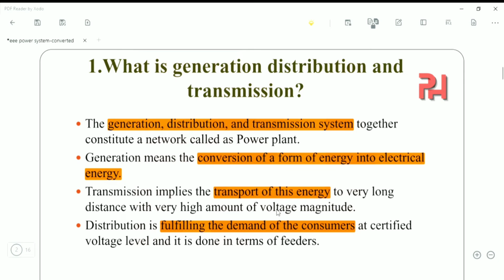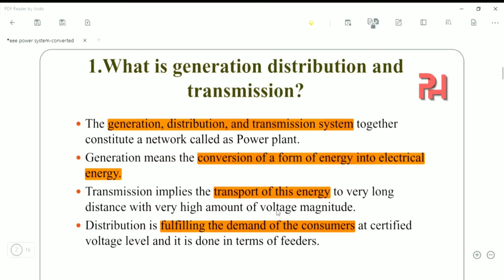For example, consider a thermal power plant. Coal is used as a fuel to generate steam. This steam moves on to the turbine, which converts it into mechanical energy. This mechanical energy moves to the generator, and the generator converts the mechanical energy into electrical energy. So this is what happens in a generation system.